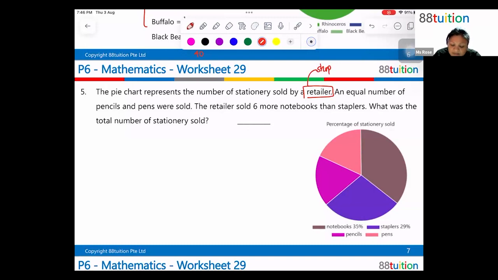Okay, so the pie chart represents the number of stationery sold by a retailer. An equal number of pencils and pens were sold. So this is your pencils and pens. Okay, so pencils and pens. You have your staplers, which is 29%, and you have the notebooks to be 35%. Okay, so from here.